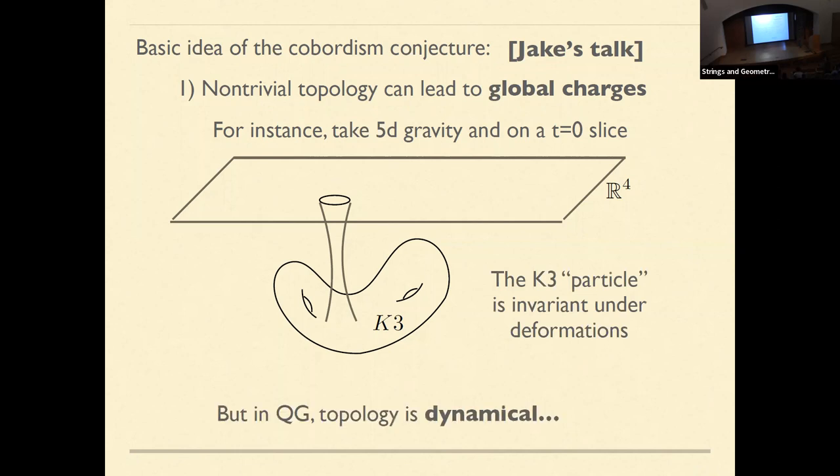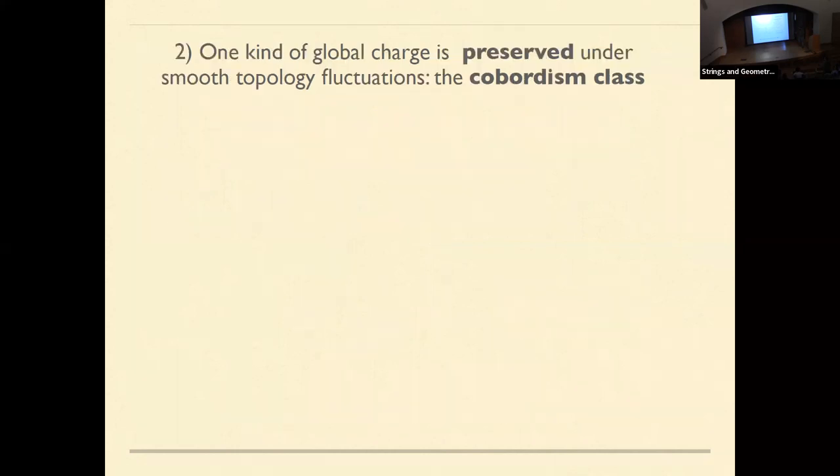But if you want to go down this road, you must remember that the same thing that allowed you to put this guy in in the first place, the idea that topology changes in quantum gravity, also means that the only things that are going to be conserved are things that are invariant under topology change.